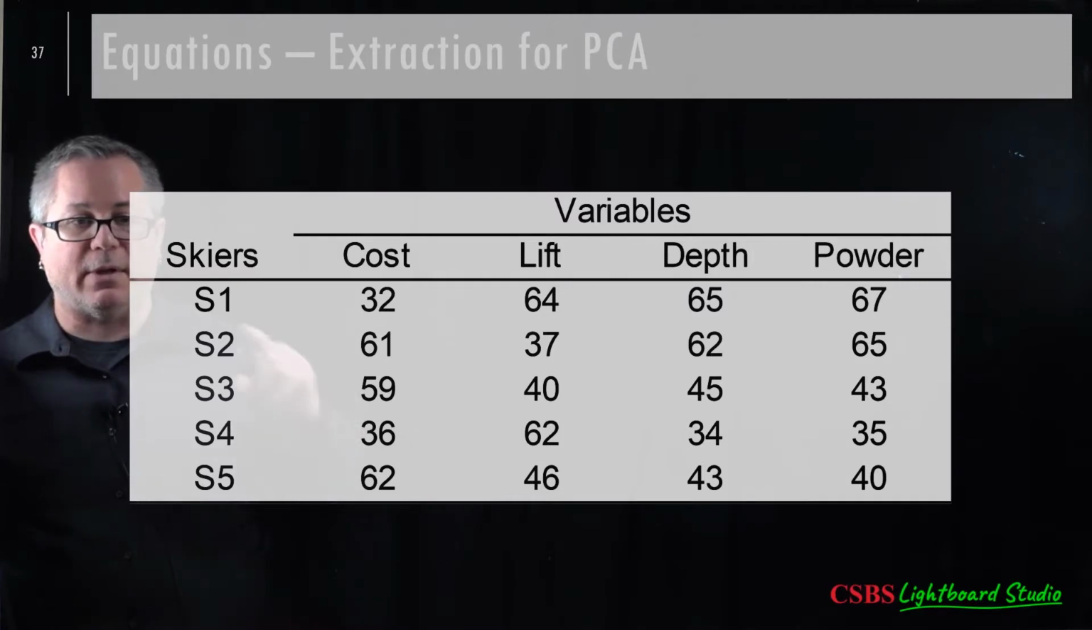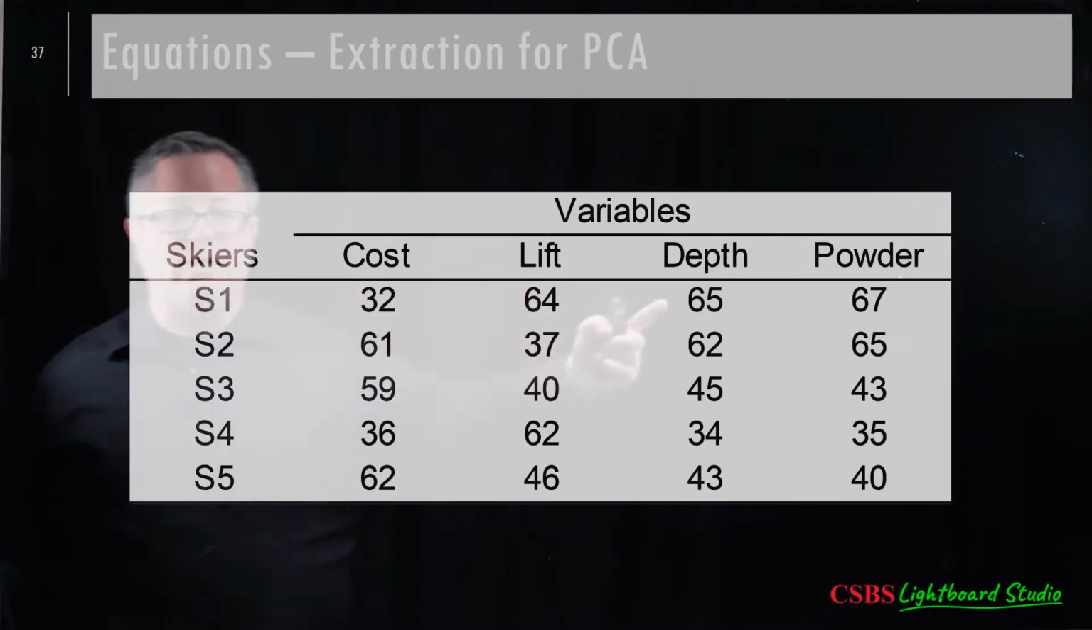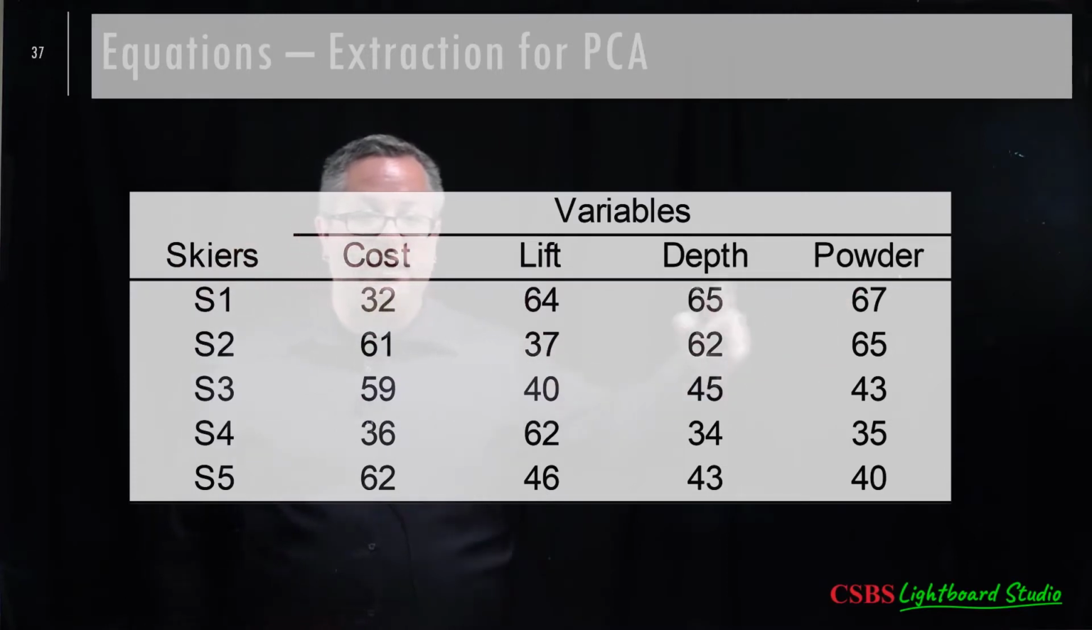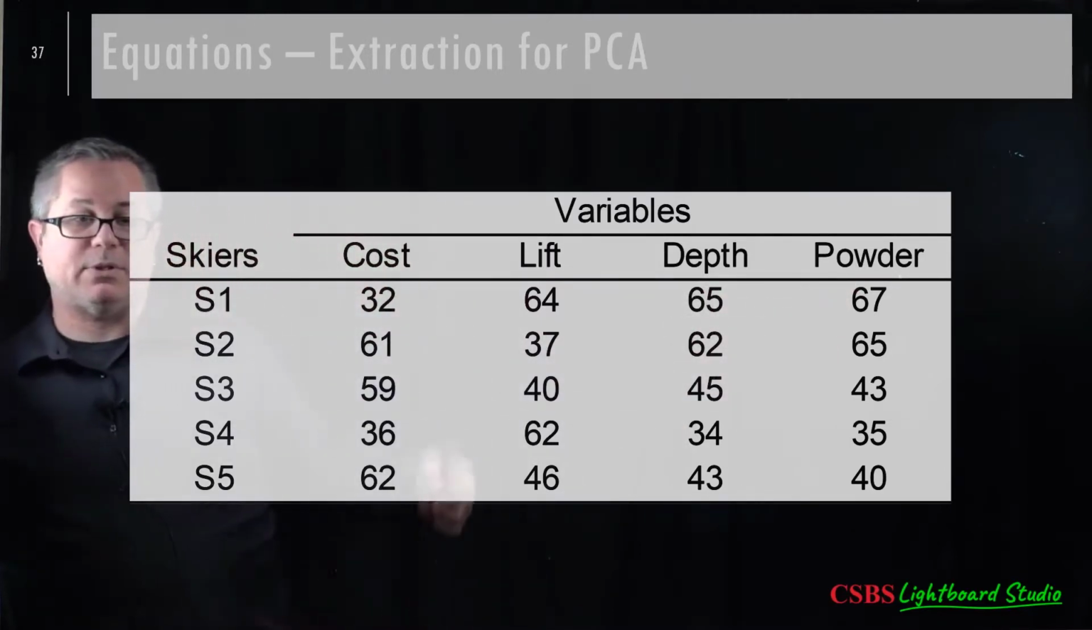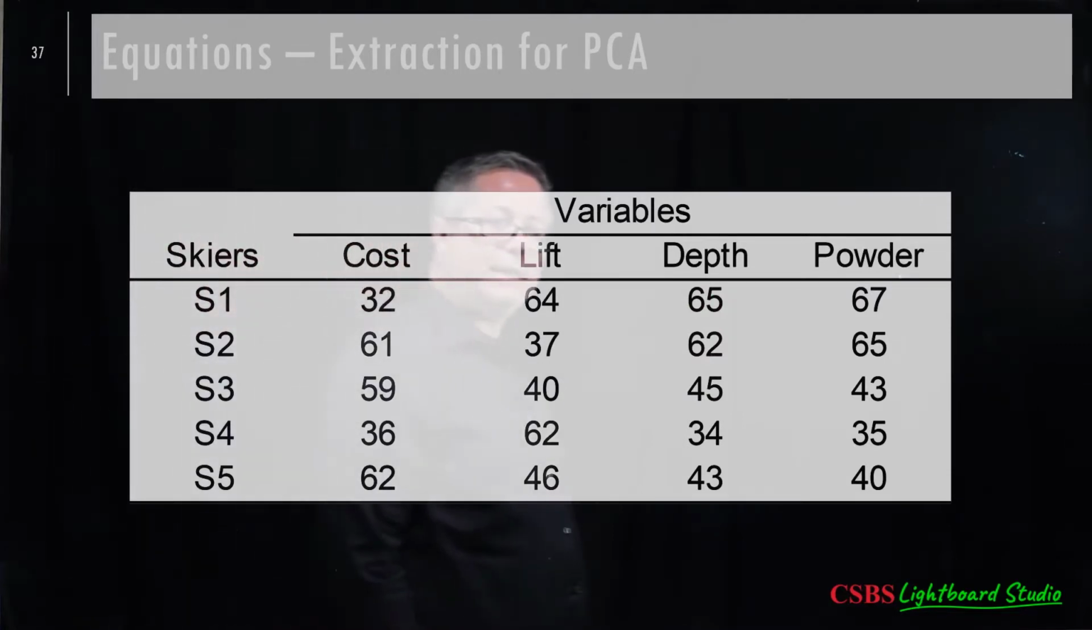Okay, so here's an example from the textbook. You've got 5 skiers, so it's a tiny data set, and we can't expect a whole lot out of it, but it's a tiny data set with 5 respondents. They responded to 4 questions. They went skiing, and they rated the cost of the ski trip, the lift at the ski resort, the depth of the snow, and how powdery the snow was. Those are basically the 4 questions, and they rated those.